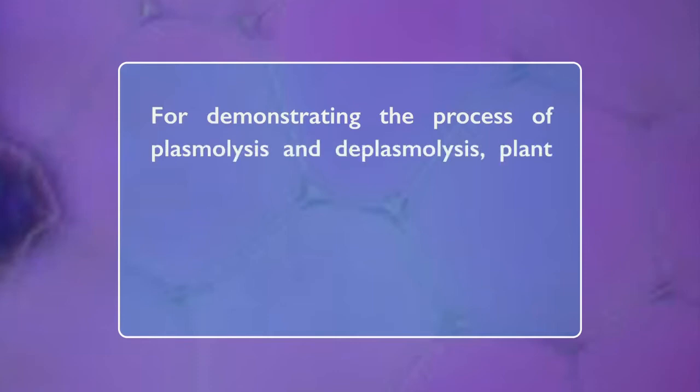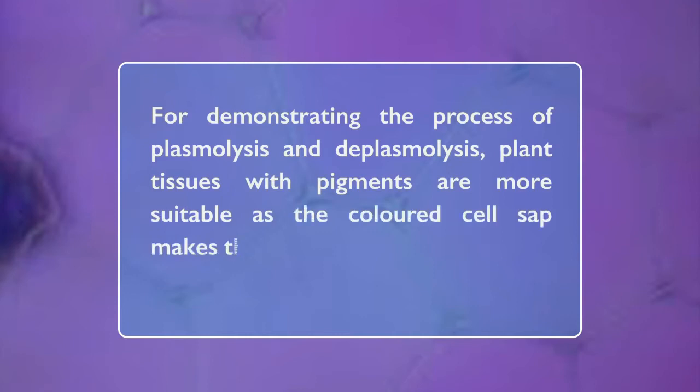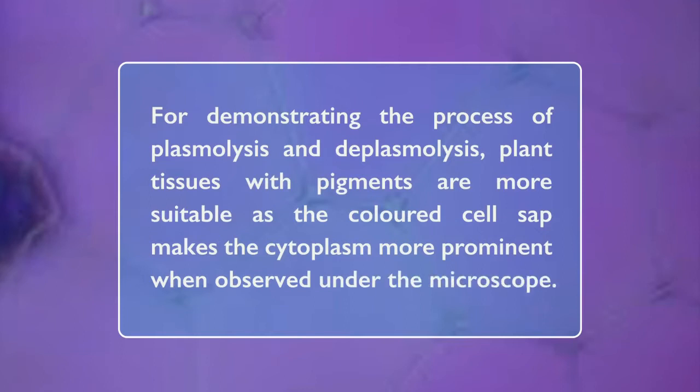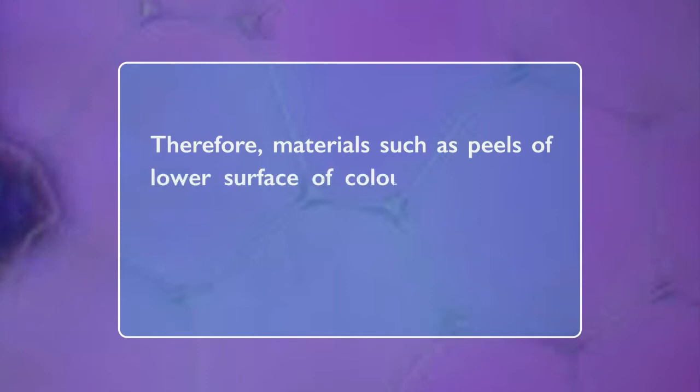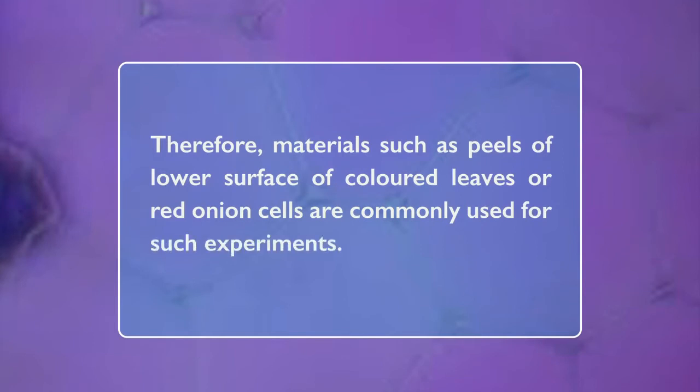For demonstrating the process of plasmolysis and deplasmolysis, plant tissues with pigments are more suitable as the colored cell sap makes the cytoplasm more prominent when observed under the microscope. Therefore, materials such as peels of the lower surface of colored leaves or red onion cells are commonly used for such experiments. Since onions are easily available, the present experiment will use peels of red onions to demonstrate plasmolysis and deplasmolysis.